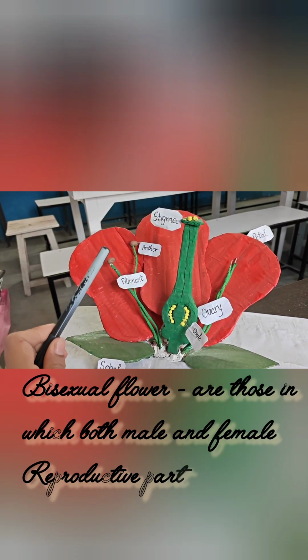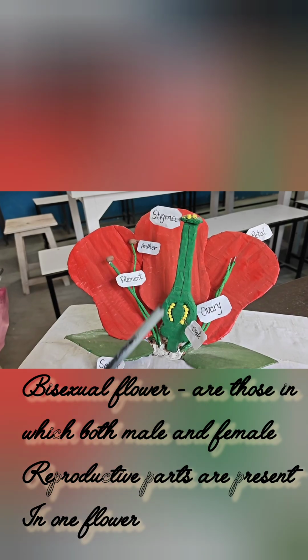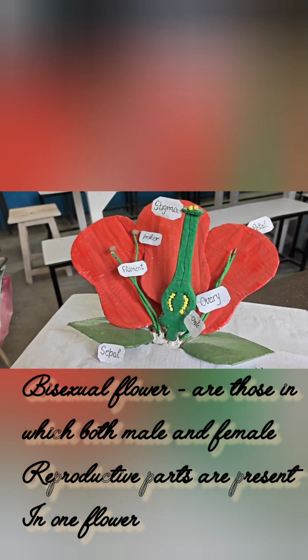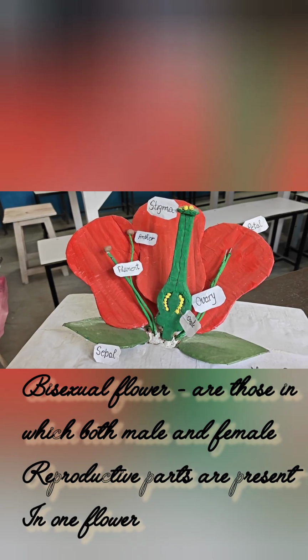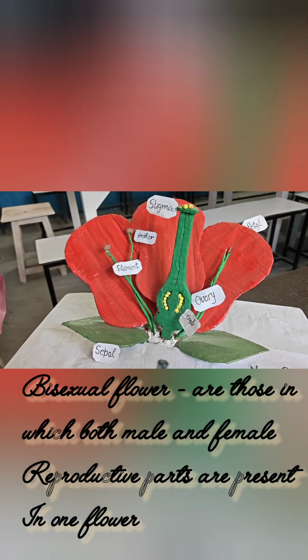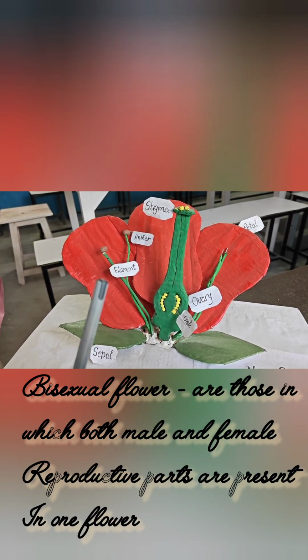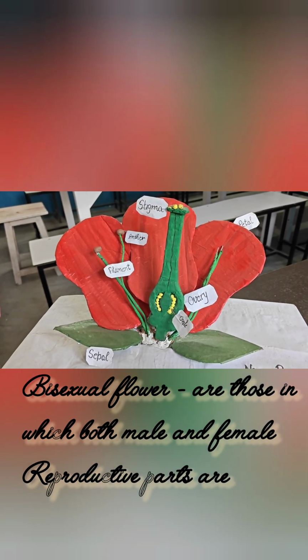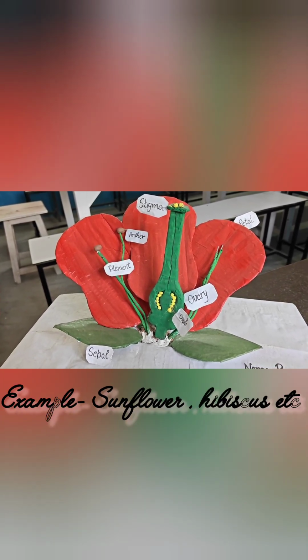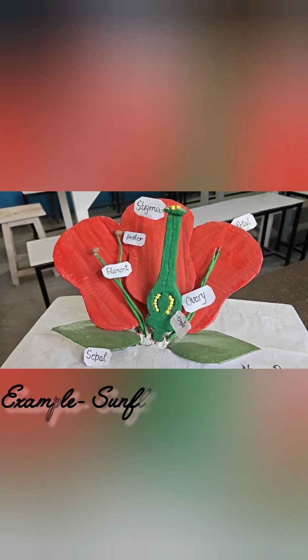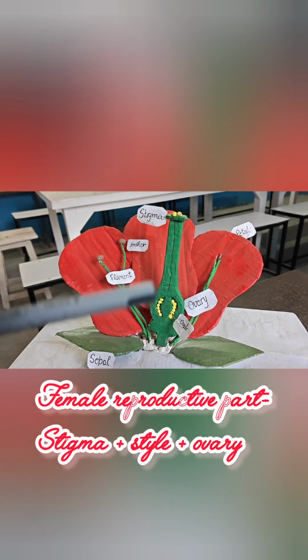Here, as we represent both male reproductive part and female reproductive part in one flower, this indicates bisexuality. So bisexual flowers are those flowers that contain both male and female reproductive parts. For example, sunflower, hibiscus, or this is the female reproductive part.